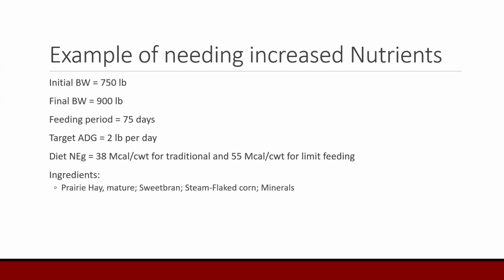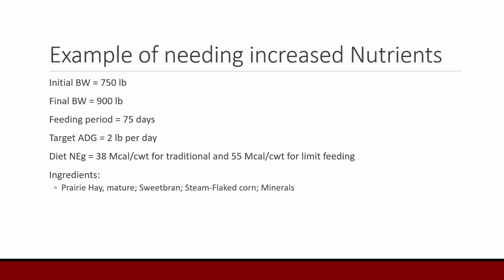Just to put this in perspective, the typical recommended NEG content of a finishing ration is around 64. As a rule of thumb, if you add 30 megacals to NEG, that'll get you within 1 to 2 megacals for NEM. So a 64 megacal NEG diet is 94 megacals NEM per hundredweight. Does that make sense? That gets you close, well within the ballpark.